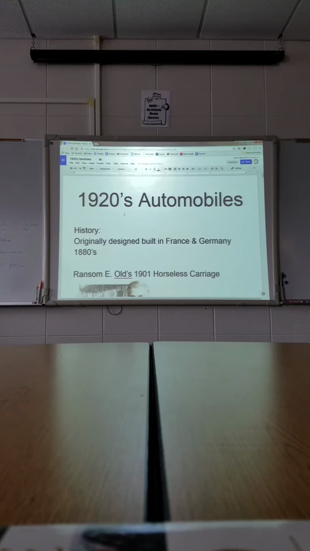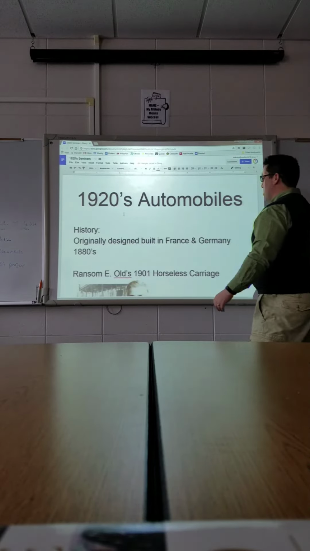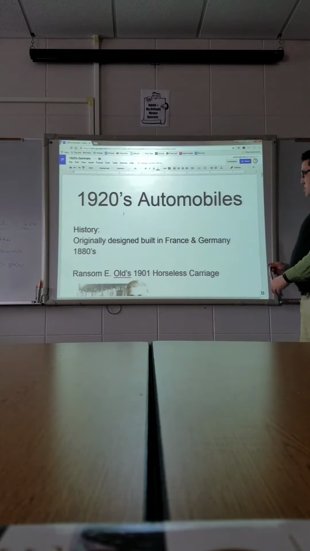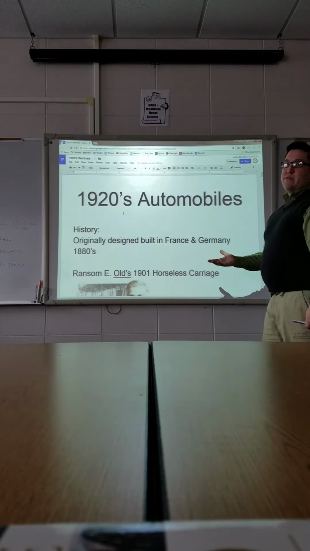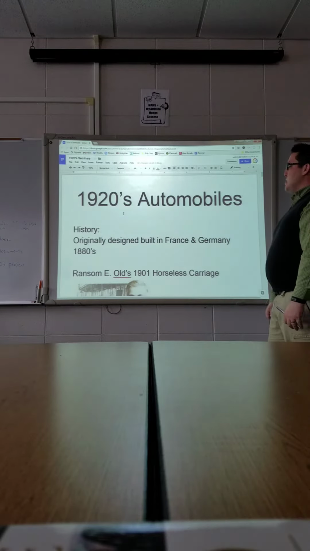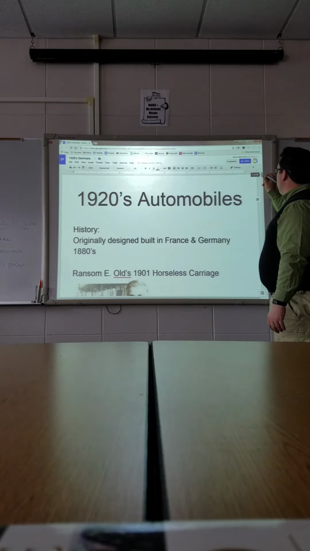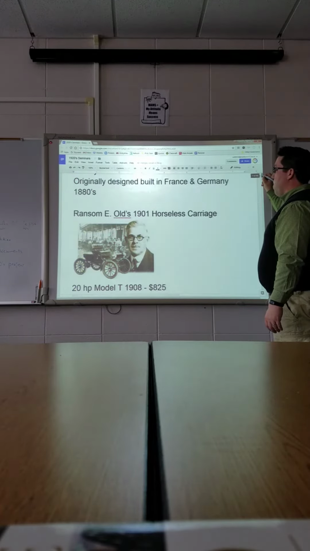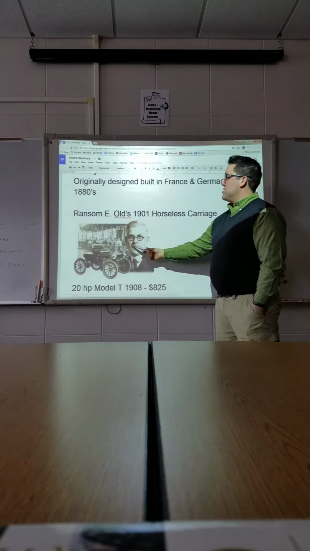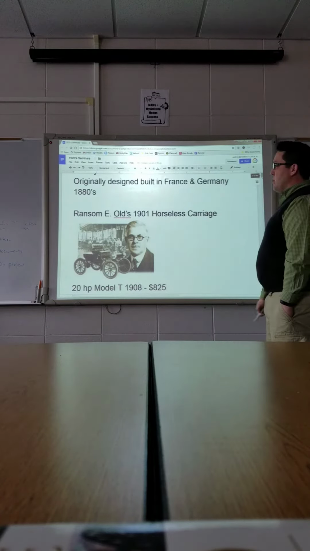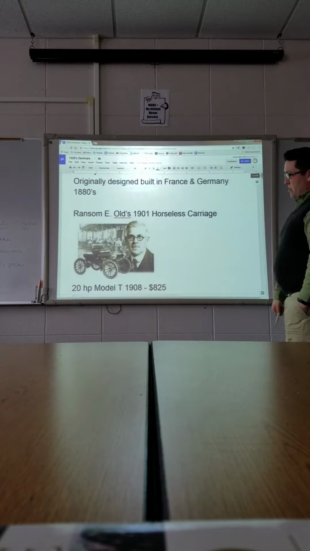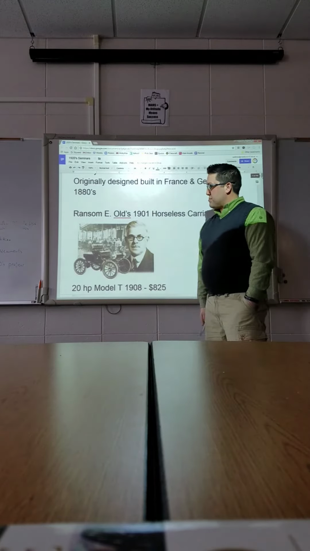Okay, this is going to be a brief seminar on the 1920s automobile. First off, the automobile was invented in France and Germany in the 1880s. It was originally called the horseless carriage. The first real automobile in America, invented by this man, Ransom E. Olds, the 1901 horseless carriage, and there's a picture of it right there.